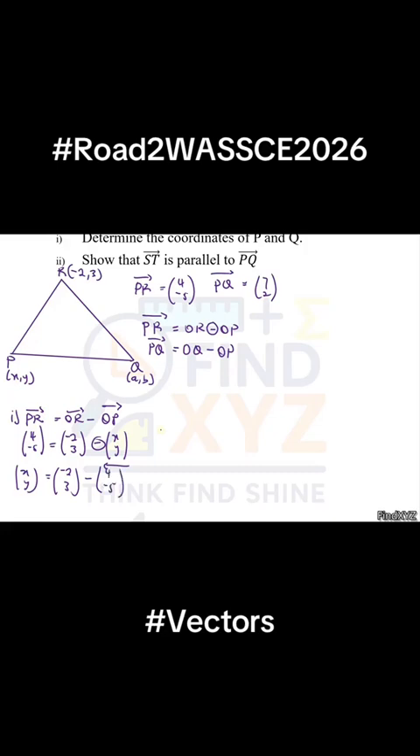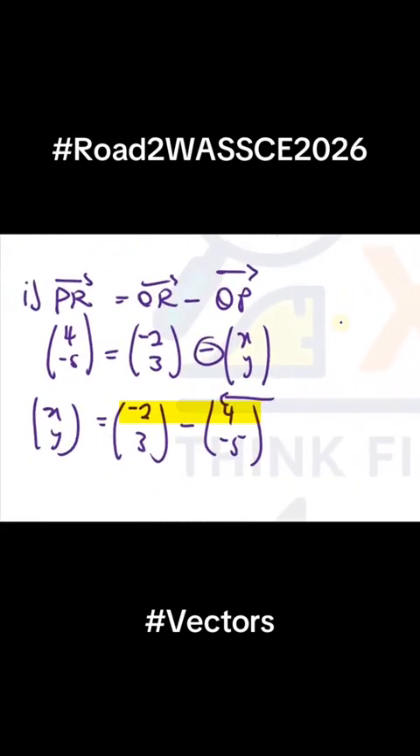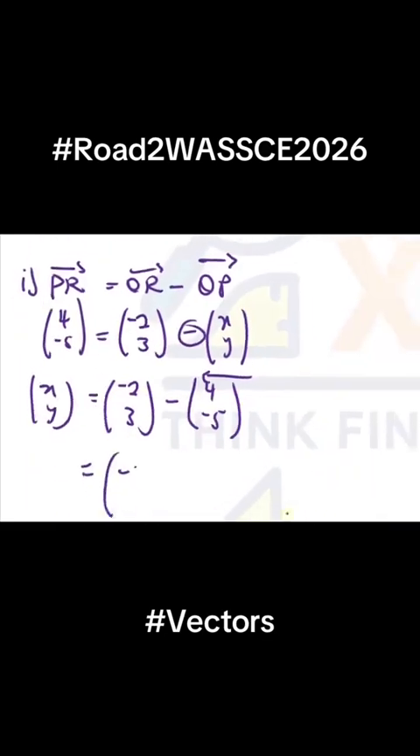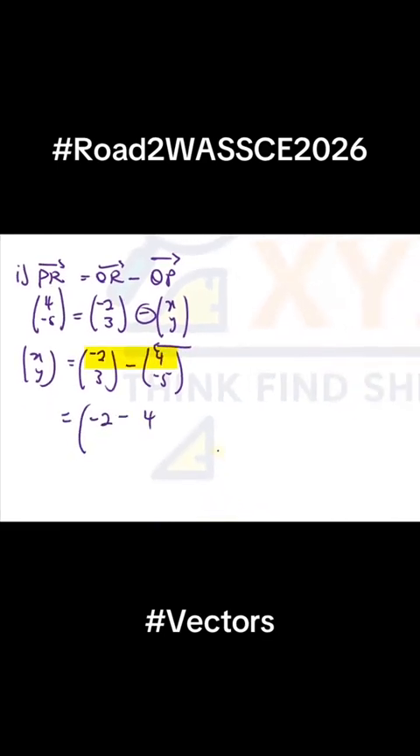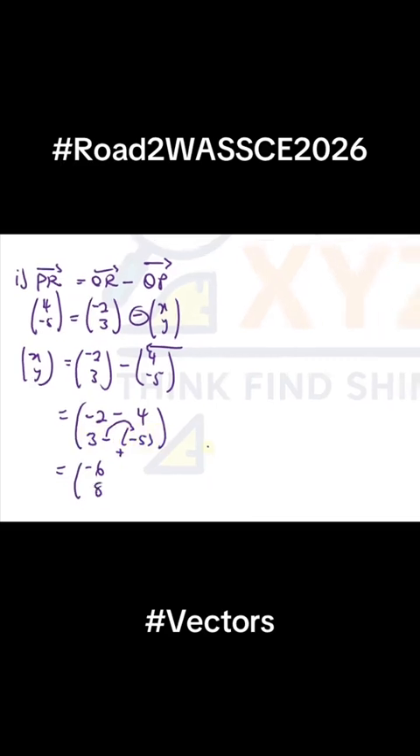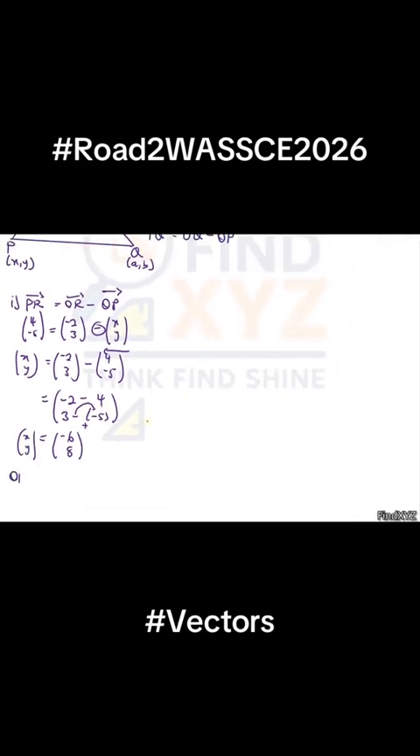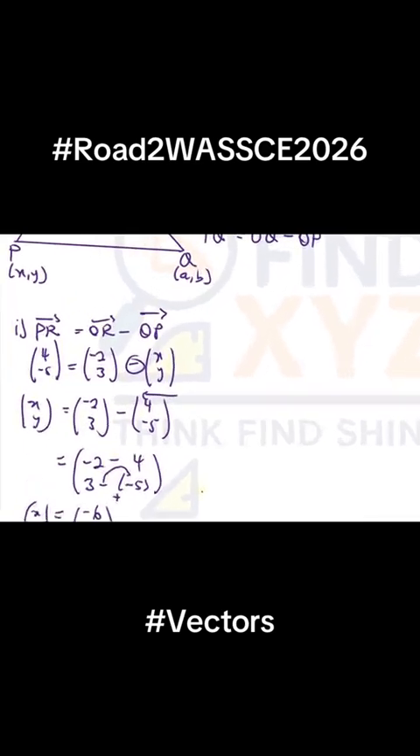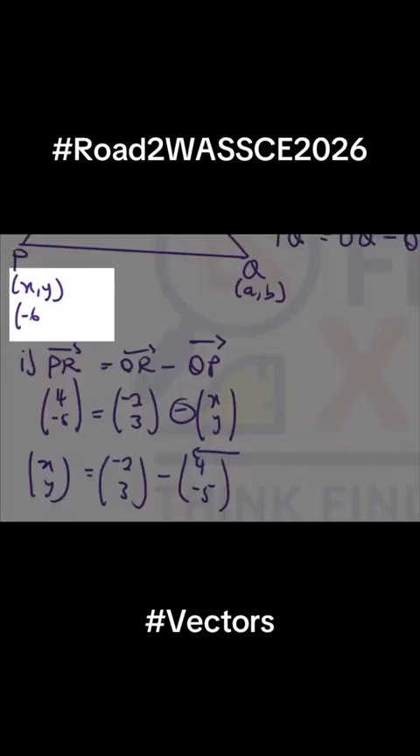How do we operate on vectors? For vectors, we operate on corresponding components. So we are going to operate on the horizontal component, and when we are done, we operate on the vertical component. So we can write this as -2 minus 4 for the horizontal component, and 3 minus negative 5 for the vertical component. Let's operate them. Negative 2 minus 4 will give us negative 6. Then negative multiplying negative will give us positive, so we have 3 plus 5, that will give us 8. So it means that our vector OP is (-6, 8). Then it means that our point P is (-6, 8).